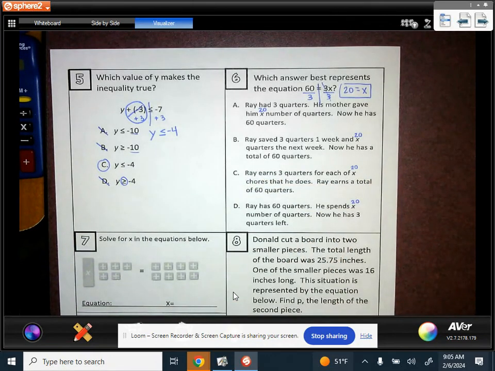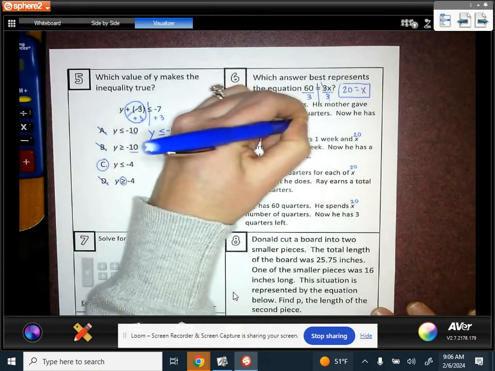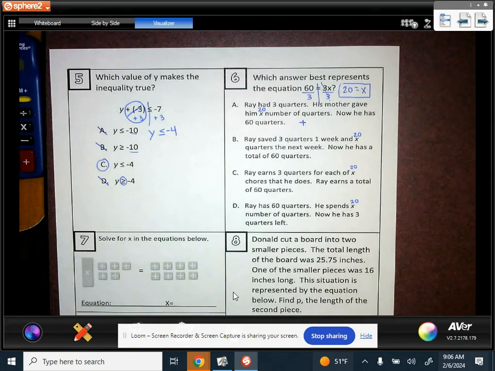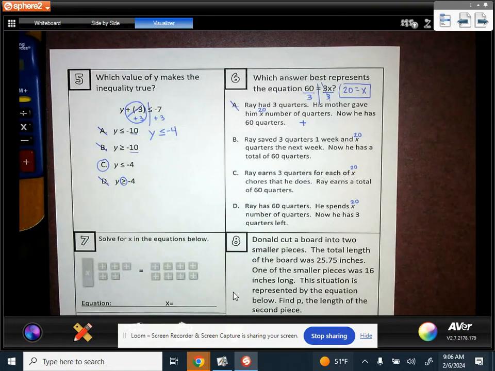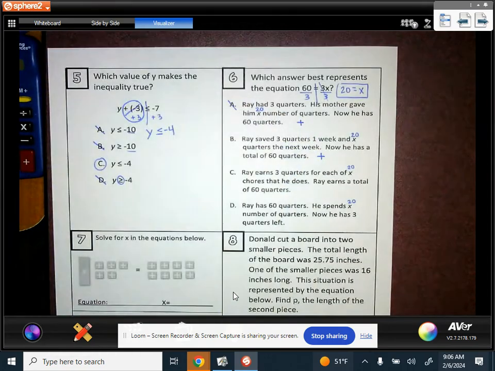So answer choice A. If Ray had 3 quarters and his mother gave him 20 quarters, he's not going to have 60 quarters, right? We would be adding what he had plus what she gave him. And so that one doesn't work. That's not multiplication. B says he saved 3 quarters one week, 20 quarters the next week. Now he has 60. Again, he wouldn't have 60. He'd have 23, right? This is adding again because he would add the ones that he saved the first week and the ones that he saved the next week. That would give you his total.